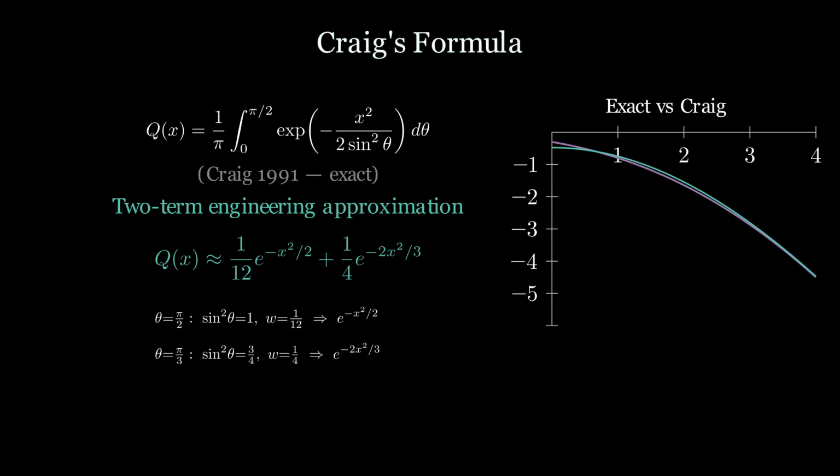To build a two-term approximation, we evaluate the integrand at two carefully chosen angles. At theta equals pi over 2, sine squared theta equals 1, giving e to the minus x squared over 2 with weight 1/12. At theta equals pi over 3, sine squared theta equals 3 over 4, giving e to the minus 2x squared over 3 with weight 1/4. Summing, Q of x is approximately 1/12 times e to the minus x squared over 2, plus 1/4 times e to the minus 2x squared over 3.